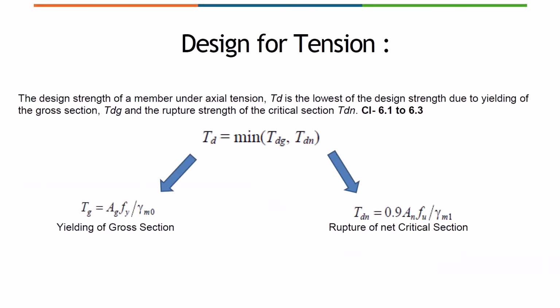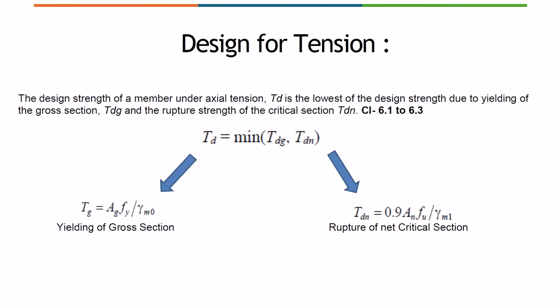After these factors are calculated, the program then moves into the design. The first step is it will design for tension. As per IS code, the design tensile strength is the minimum of the yielding of cross section and the rupture of the net critical section. The user has the provision of providing the net cross sectional area by using the overrides. The program will then calculate the rupture of the net critical section as well.